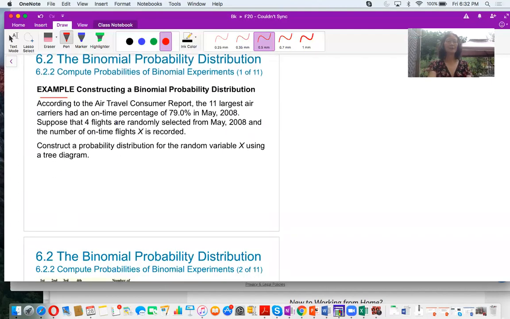Take a look at this example. Constructing binomial probability distribution. According to the air travel consumer report, the 11 largest air carriers had an on-time percentage of 79% in May 2008. Suppose that 4 flights are randomly selected from May 2008, and the number of on-time flights X is recorded. The question asks you to construct a probability distribution for the random variable X using a tree diagram.